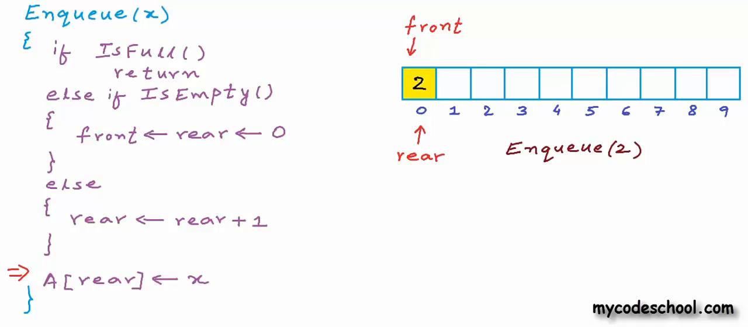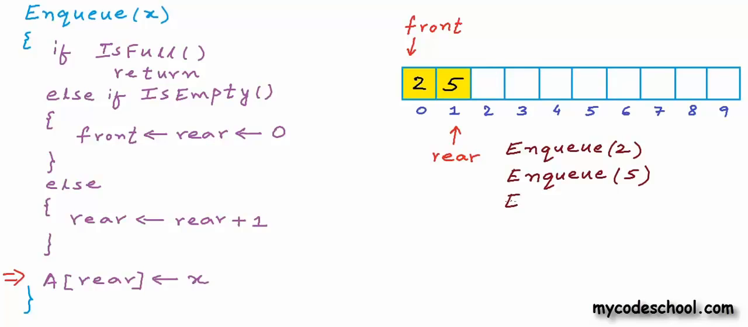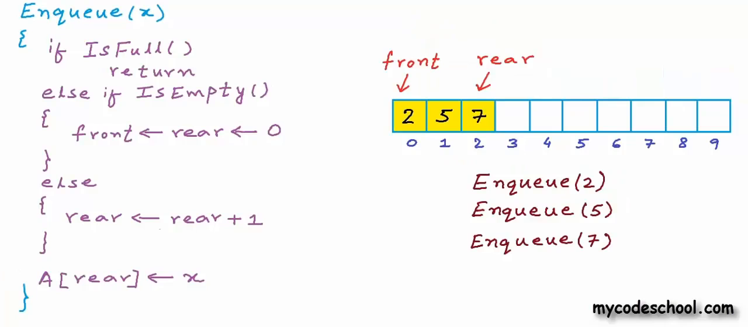Front and rear of the queue is same. Let's make another call to enqueue. This time I want to insert number 5. This time queue is not empty, so rear will be incremented. We have added a cell to the queue by incrementing rear, and now we will write the value 5 at the new rear index. Let's enqueue one more number. I have enqueued 7.